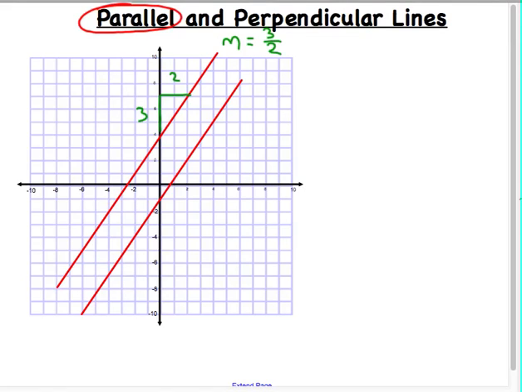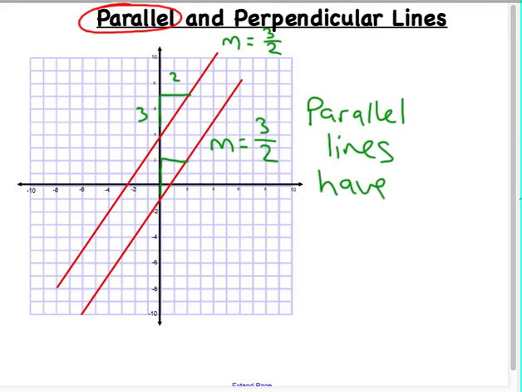Now you look at a line that's parallel to that, this second line on the bottom, and on that one, you are going to go up 3 also over 2. So the slope of this line is 3 over 2. So what that tells you is that parallel lines have the same slope.